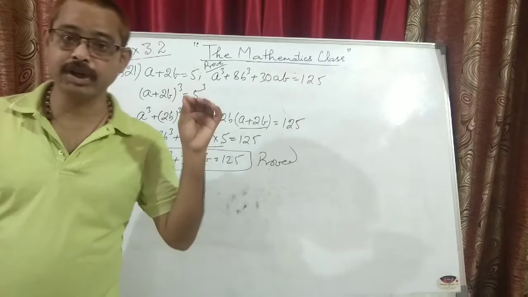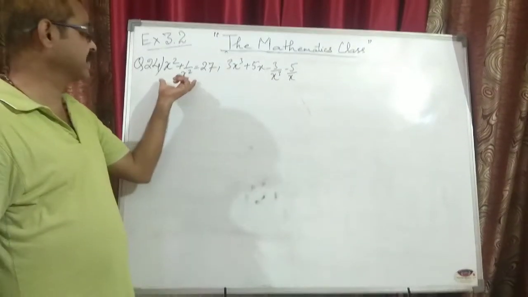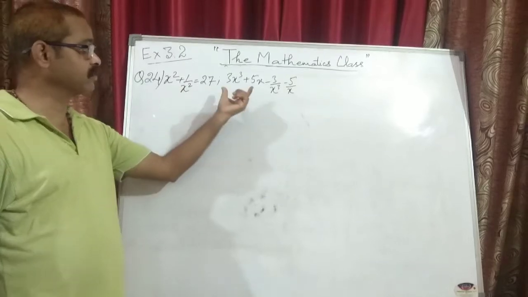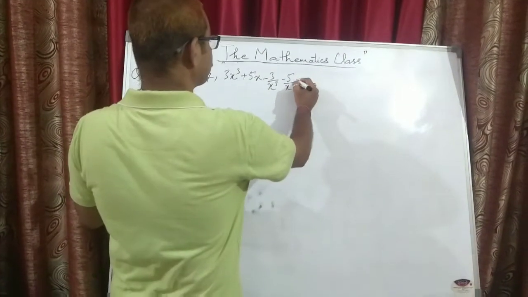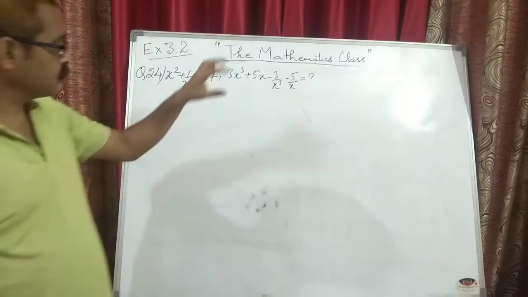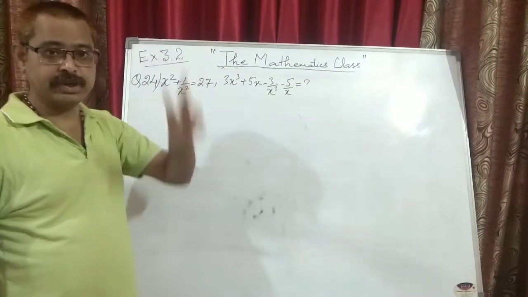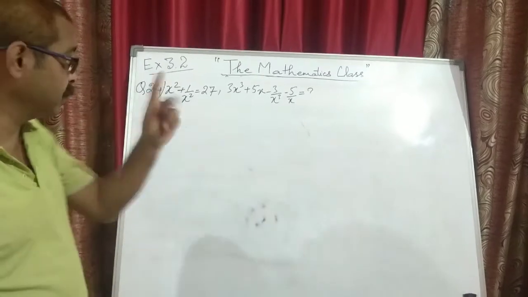Now we move on to question number 24. In this question you can see it is given x square plus 1 upon x square is equal to 27, and you have to find the value of 3x cube plus 5x minus 3 upon x cube minus 5 upon x. Now it is given in terms of square, you have to find in terms of cube. It means there are two identities that are being used.